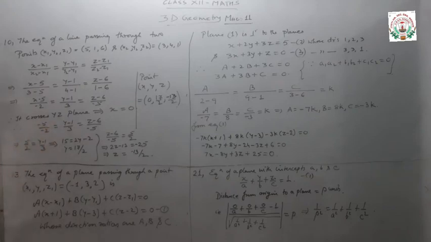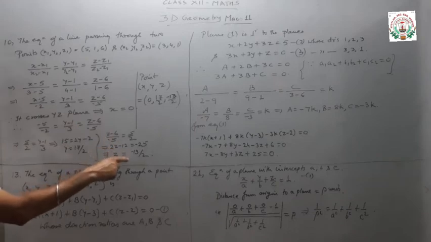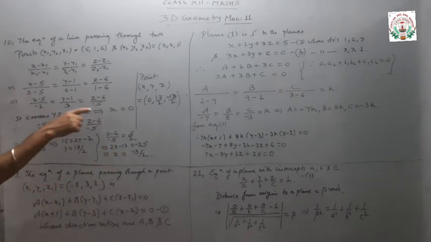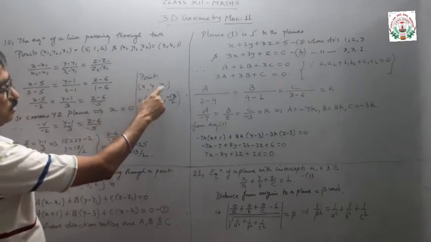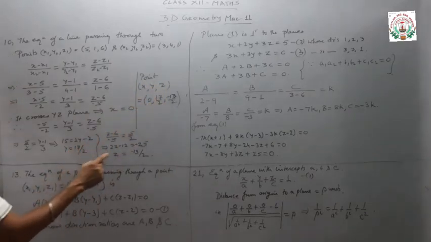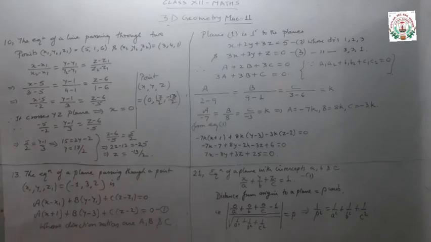To get the value of y and z, we will take for y these two ratios and we will get the value for y. And for getting the value of z, we will take the first and the last term and we get the value of z. And x is already 0. So the coordinates of the point will be x, y, z: 0, 17 by 2 and minus 13 by 2.